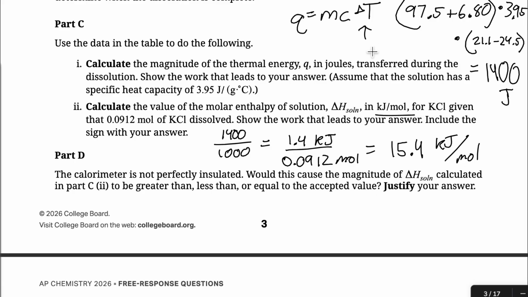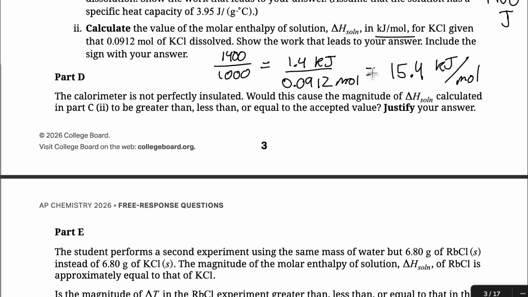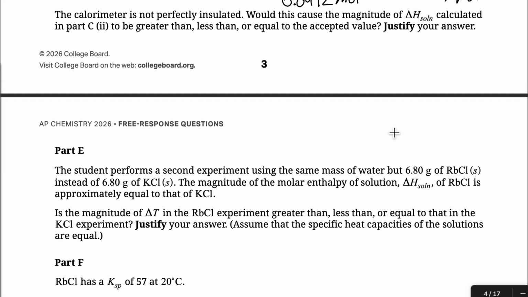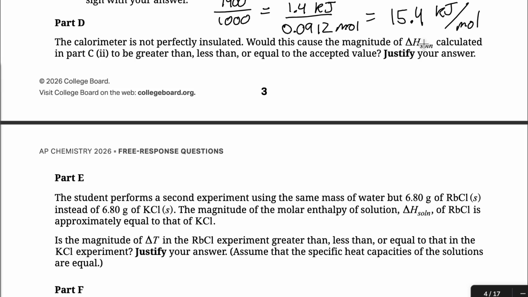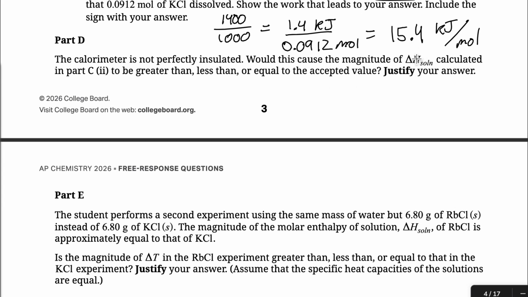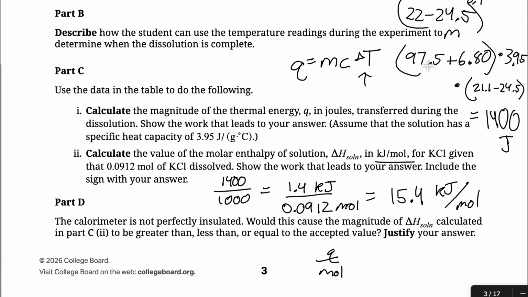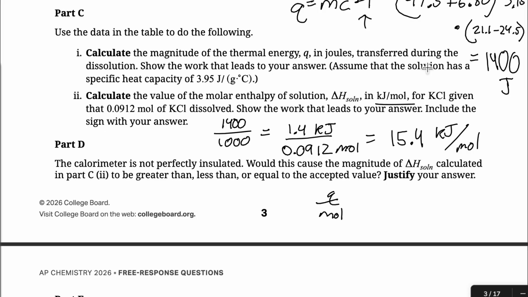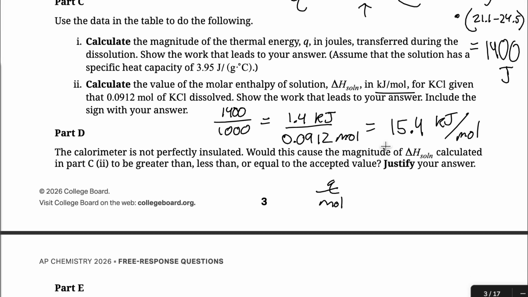So your magnitude of Q is going to become smaller because your magnitude of delta T got smaller. Hence, if your Q got smaller, that means that your delta H is also going to be smaller, because delta H is simply Q over moles. So to sum it up, heat flows in, causing a smaller temperature change, causing a smaller Q value, meaning a smaller enthalpy.